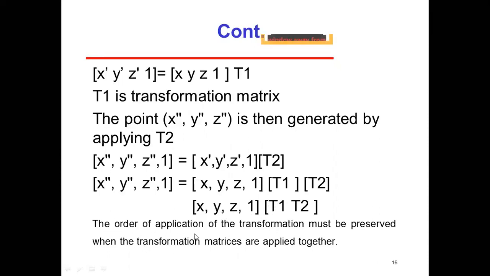The order of application of the transformation must be preserved. First it must be clear that you have to follow the order. The order must be preserved when the transformation matrices are applied together, so take care of the order. This is called the concatenation of the transformation, because here you are applying T1 and T2, even though you are not aware of the nature of the transformation. So this is called the concatenation process.